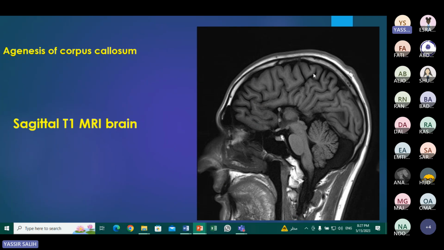What is the imaging technique? MRI of the brain. What abnormality is demonstrated in this MRI? Absence of the corpus callosum. Yes, absent corpus callosum. Which sequence is this MRI? T1. Yes, this is T1 because the CSF is black, or hypointense.